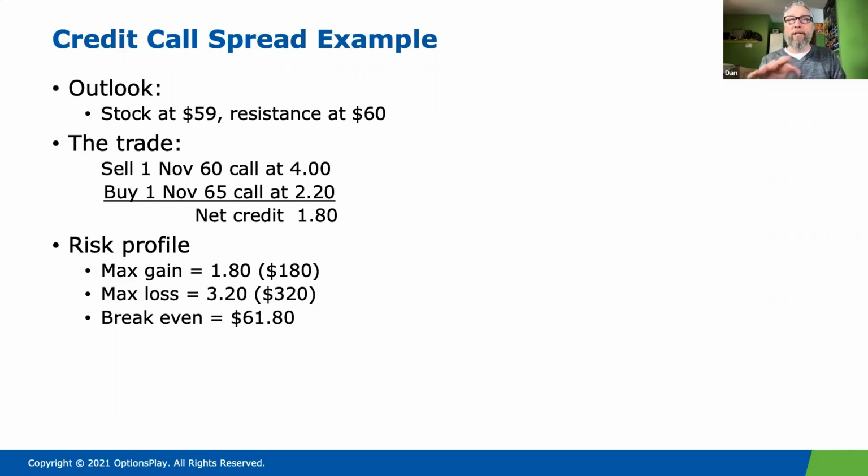Each option represents 100 shares of the underlying stock. And so in that case, I would take in literally $180. Now there's another thing of note here. You may have noticed that where I'm saying we observe resistance at $60 a share, we're selling our strike at 60. That's no coincidence. When we do call credit spreads, we get an edge by selling the strike at or above resistance and then buying a higher strike.